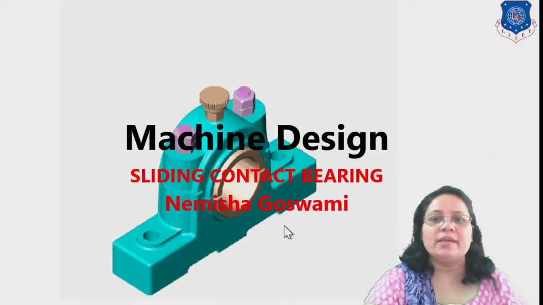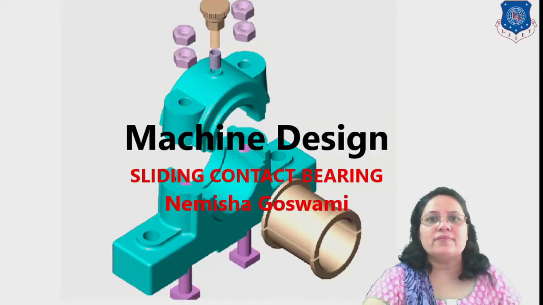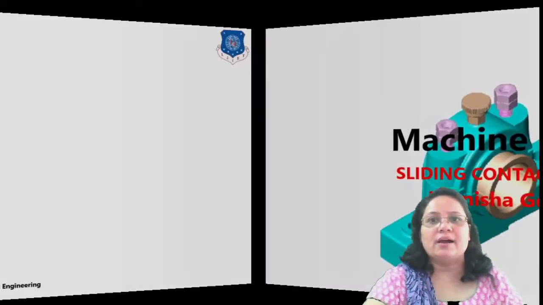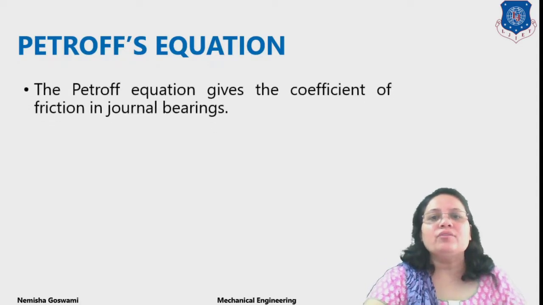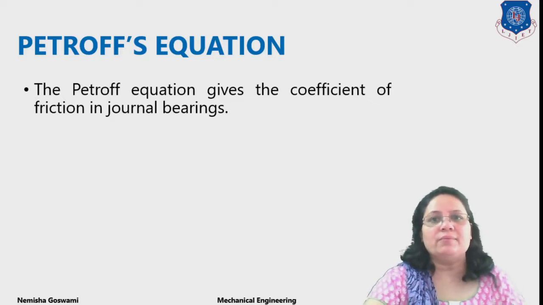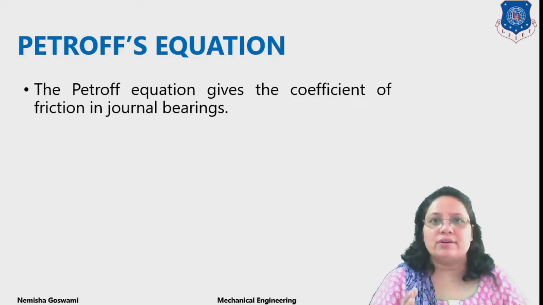In today's lecture, we will discuss the Petrov equation. The Petrov equation is very important to find the coefficient of friction in a shaft or any type of equipment. It is basically used to find the coefficient of friction in a basic journal bearing. In a journal bearing, that portion of the shaft which is inside the bearing is known as the journal, right?